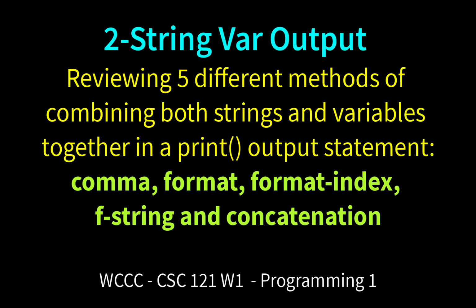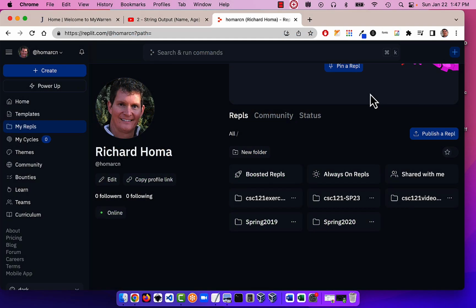Welcome to CSE 121 W1 for spring 23 semester, and we're going to go over some string and variable output and go over a couple methods for doing that. This will be more of a lesson than actually an exercise, but you could work through it as an exercise. This will be a short one. This will be exercise 2.